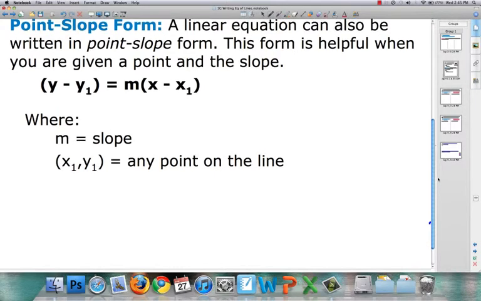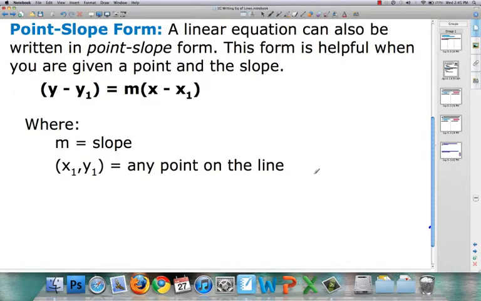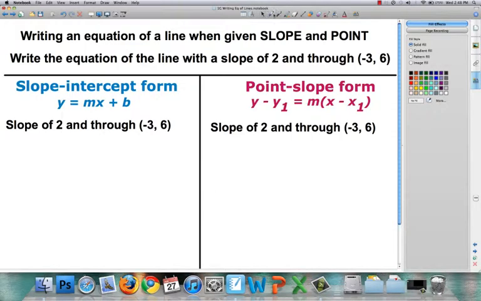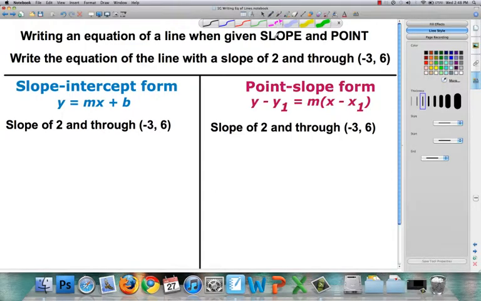So if you notice, it's y minus y1 equals m, which is the slope, times x minus x1, where m is your slope, x1, y1 is any point on the line, and your x and y stay the variables x and y. Now we're going to look at a few examples. The first example is when we are given the slope and a point. So we'll write this in both slope-intercept form and point-slope form.